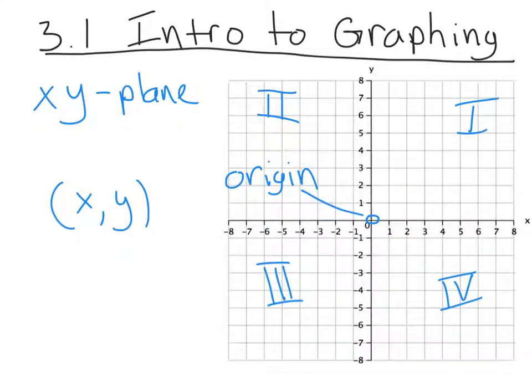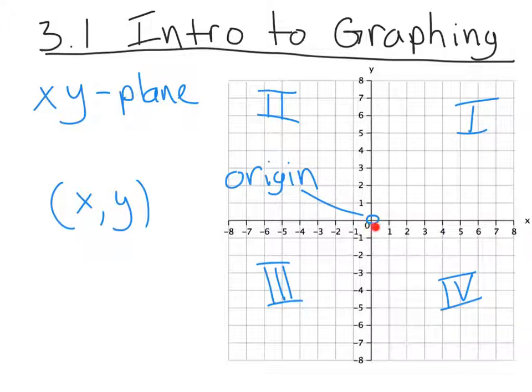This video covers section 3.1, Intro to Graphing. I'm going to teach you how to graph in the Cartesian coordinate system, which is the XY plane, or the two-dimensional coordinate system. This is what the XY plane looks like over here, and it's separated into what we call four quadrants. This is the first, second, third, and fourth quadrant.